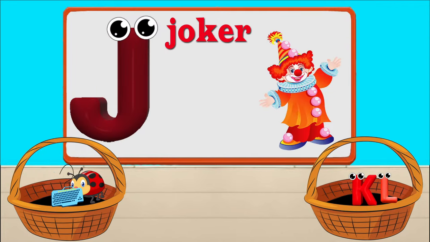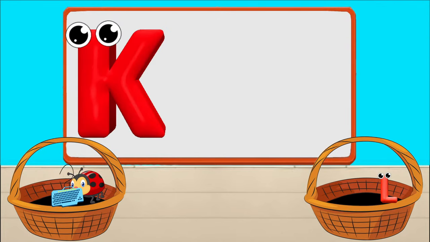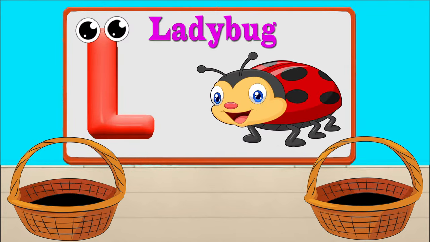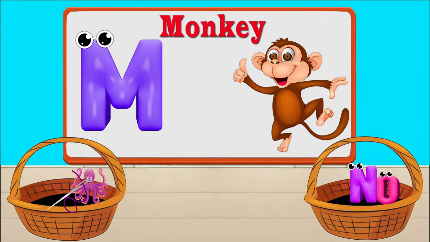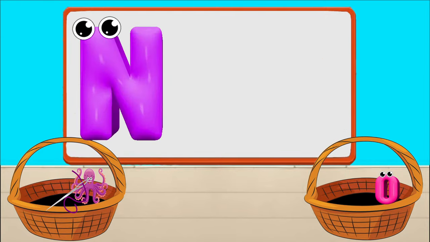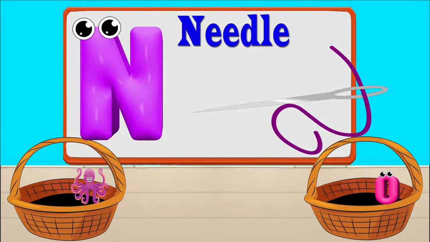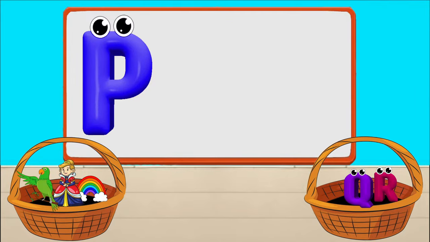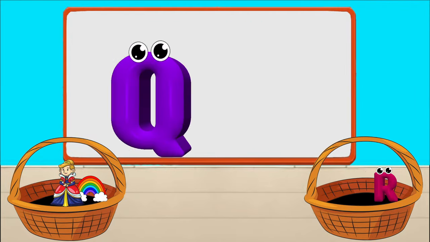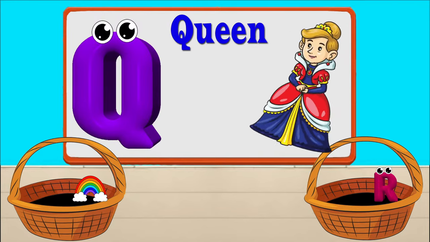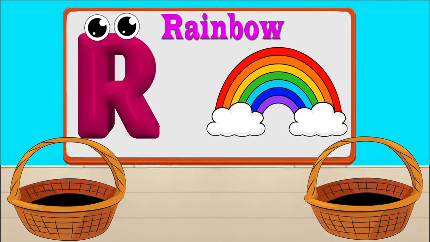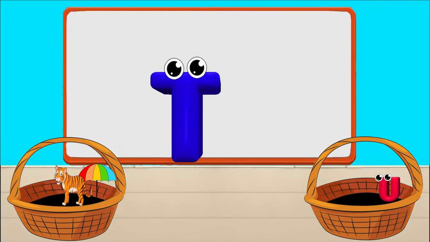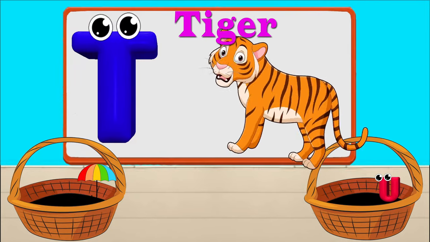J is for joker, joker. K is for keyboard, keyboard. L is for ladybug, ladybug. M is for monkey, monkey. N is for needle, needle. O is for octopus, octopus. P is for parrot, parrot. Q is for queen, queen. R is for rainbow, rainbow. S for spider, spider. T is for tiger, tiger.